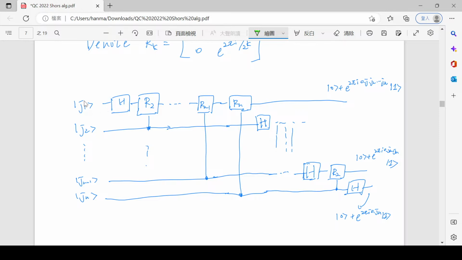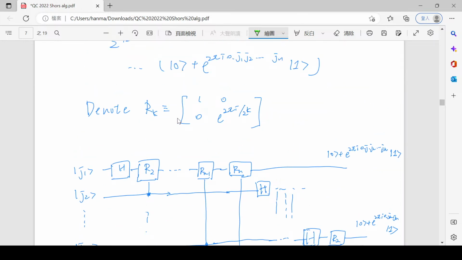So if the input is computational basis J1, J2 to Jn, and then you get this, a bit weird, Hadamard and J2. Okay, sorry, we need this notation. And we have this notation of RK being this very small rotation of exponential 1/2 to the k dividing 2 pi angle rotation.